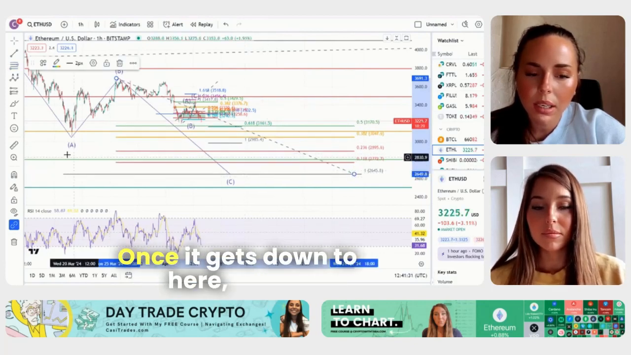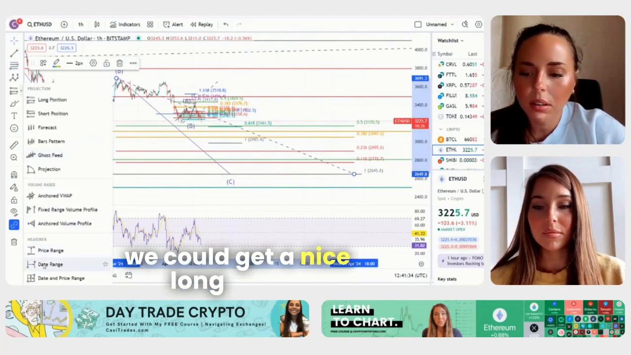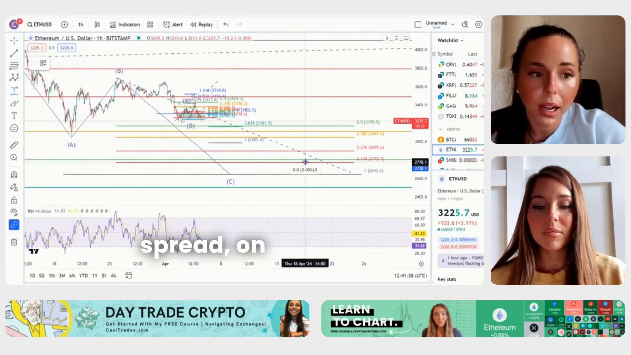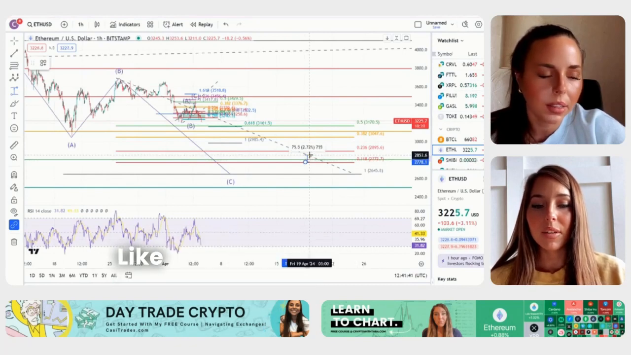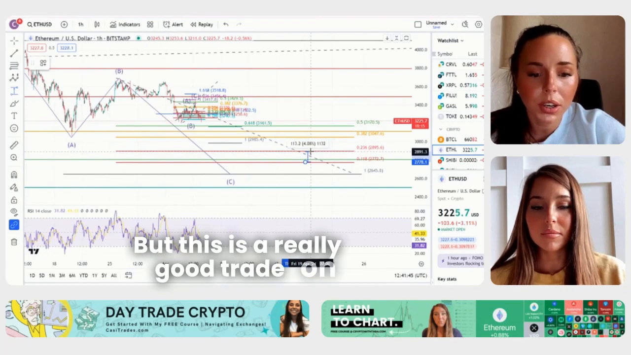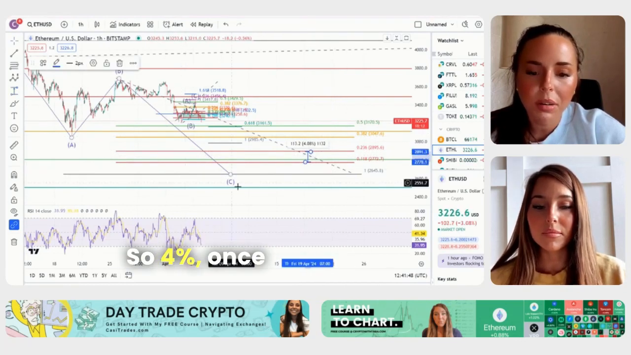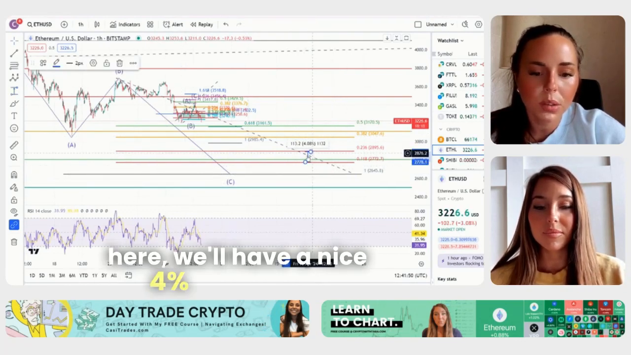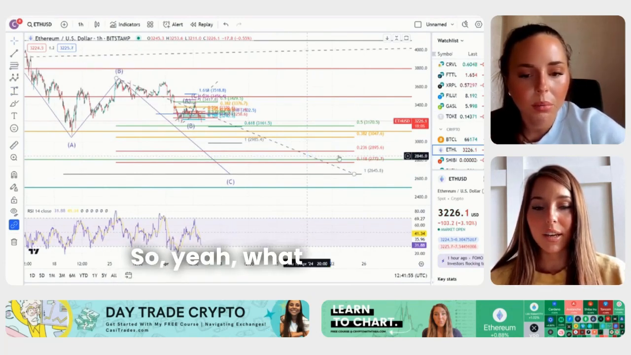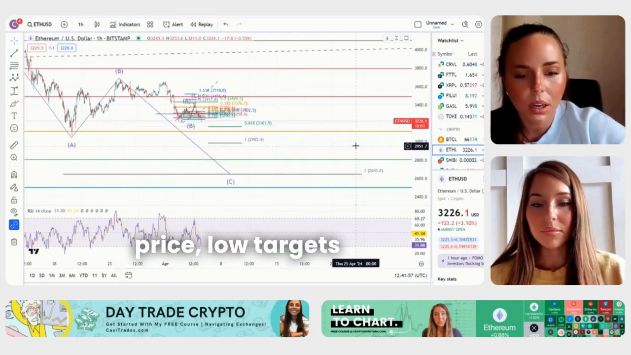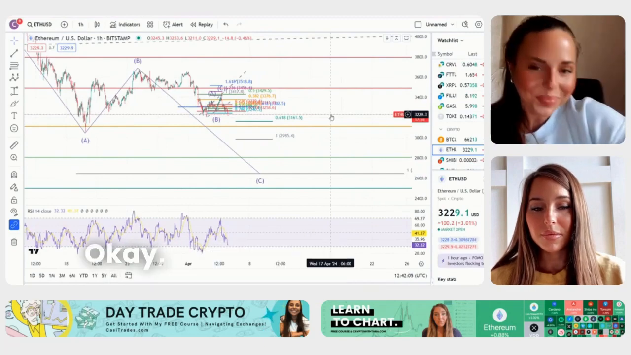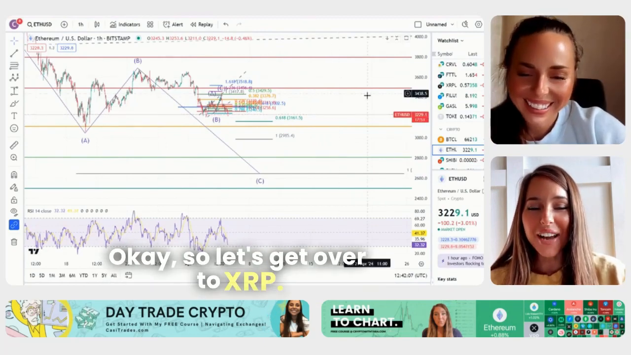Once it gets down to here, I think we could get a nice long trade, even though Ethereum and Bitcoin are pretty low in their spread. On other altcoins, it'll be a lot higher. I think some are now even at 7 or 8% right now, but this is a really good trade on Ethereum. So 4%, once we get down to the bottom here, we'll have a nice 4% long, if you're looking to trade, we can get into that later. So what I'm looking for is a new price low, targets being met, and then RSI confirmation before the trading setup can be ignited. Okay, so let's get over to XRP.